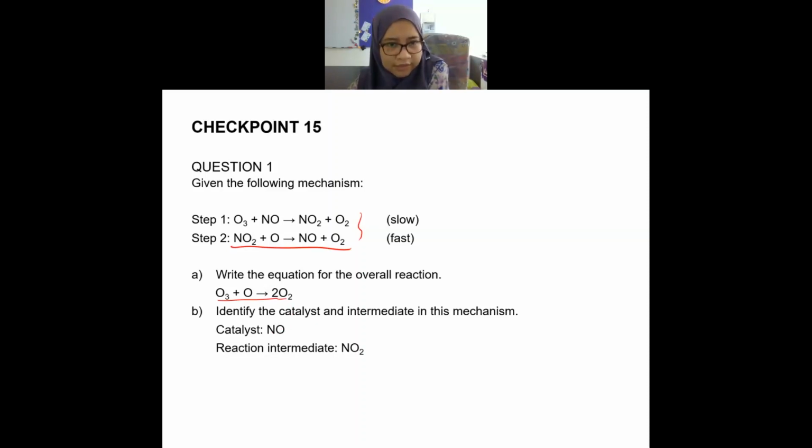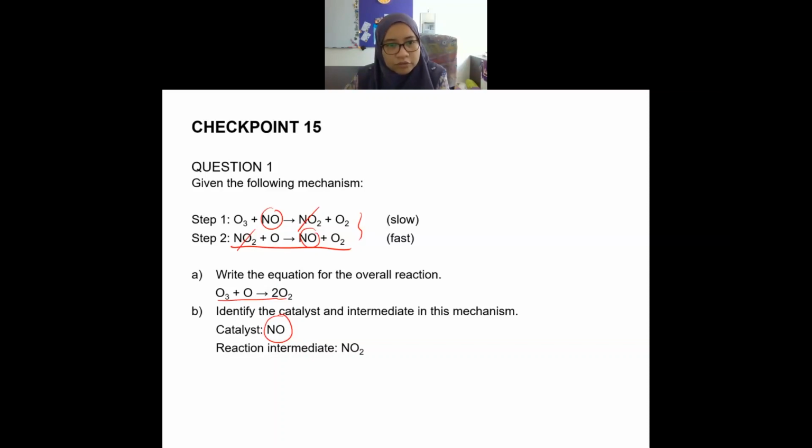Identify whether we have catalyst and also the intermediate in this mechanism. So do we have catalyst in here? You must identify carefully. So O3, we don't have O3 as final, that's in the second step. NO, but we do have NO. That's the final product. Okay, so therefore, NO is the catalyst. How about the reaction intermediate? So NO2, NO2. So this NO2 is the reaction intermediate.